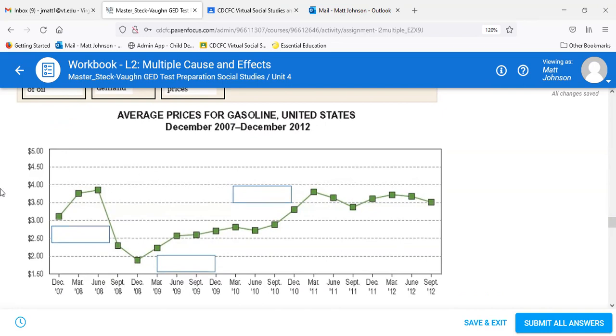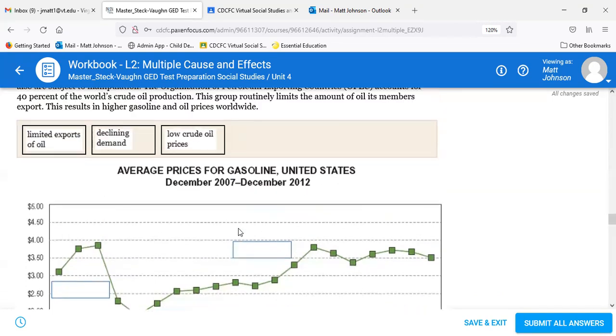So let's look here. What is the first thing? We see the average price for gas in the United States between 2007 and 2012. We see it going up, and then we see it taking a big dive there between June and September 2008. It continues to go down through December, then starts to climb back up, and is back to near $4 per gallon around March 2011.